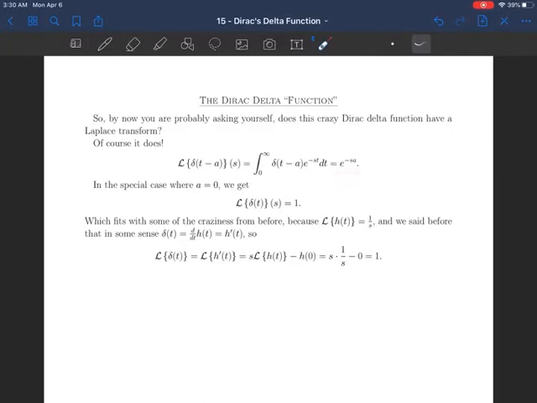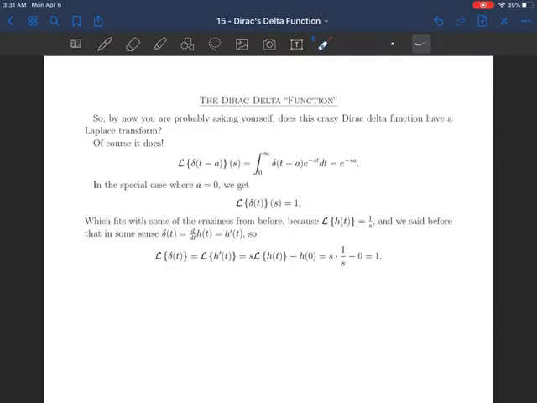If we do that, remember, all that we do when we integrate against the delta function is we plug in whatever value is here into this function, and that's the value of the integral. So we get e to the minus sa. In the special case where a equals 0, we get that the Laplace transform of the standard delta function is just 1, right? Which fits in with some of the craziness from before, because remember, the Laplace transform of the Heaviside function is 1 over s. And we said before that this is kind of like the derivative of that.